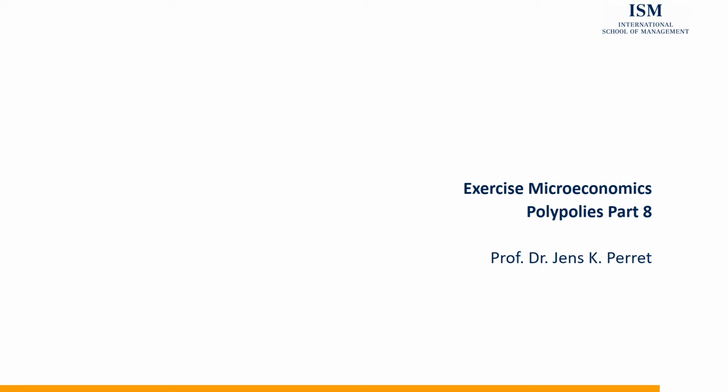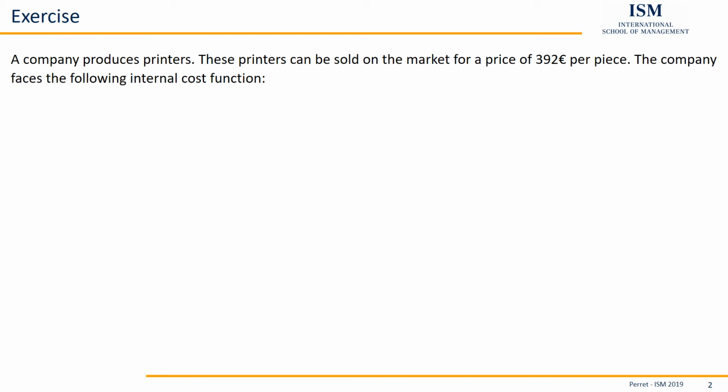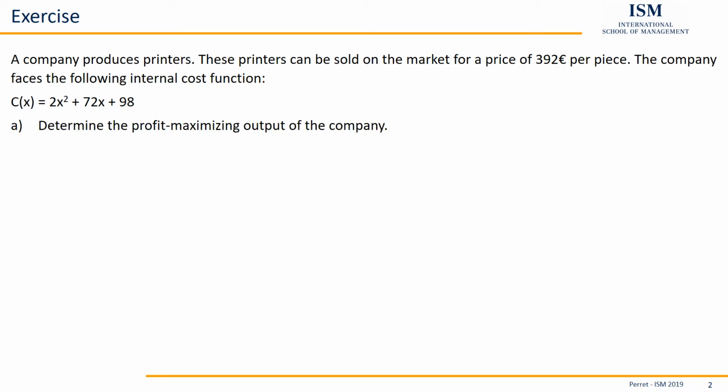Let's have a look at the exercise. Here we have a company that produces printers. These printers can be sold on the market for a price of 392 euros per piece. The company faces the following internal cost function, and we have here 2x squared plus 72x plus 98.